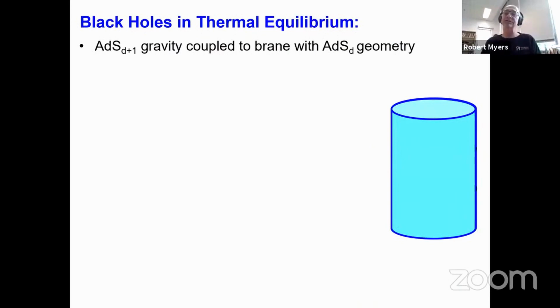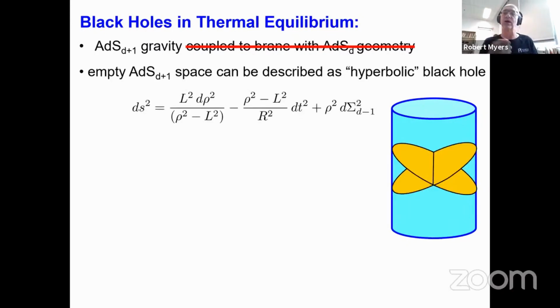I want to talk about black holes in equilibrium, and so to do that, I'm going to first go back and just think about my AdS space. I'm going to throw away the brane for a moment, and I'm going to remind you that even empty AdS you can write in a coordinate system where it looks like a black hole. So this is a metric on empty AdS space. You can see that the way it's set up, there's a horizon at this position, rho equals L. This spatial part of the geometry actually is the hyperbolic plane, or a geometry with negative curvature.